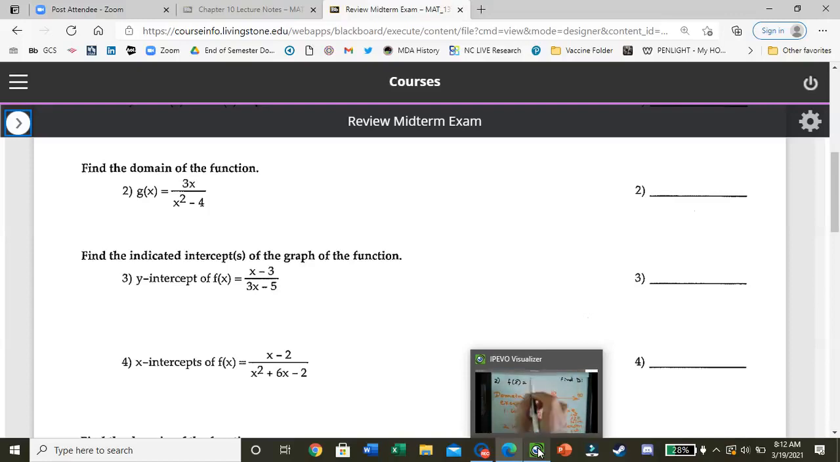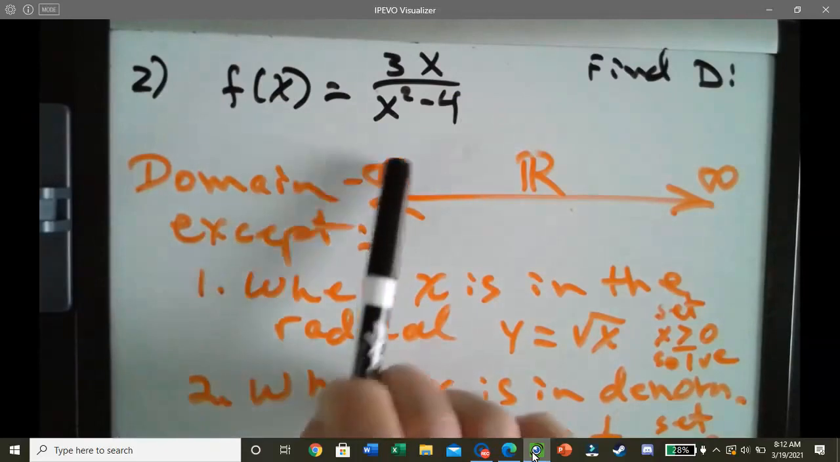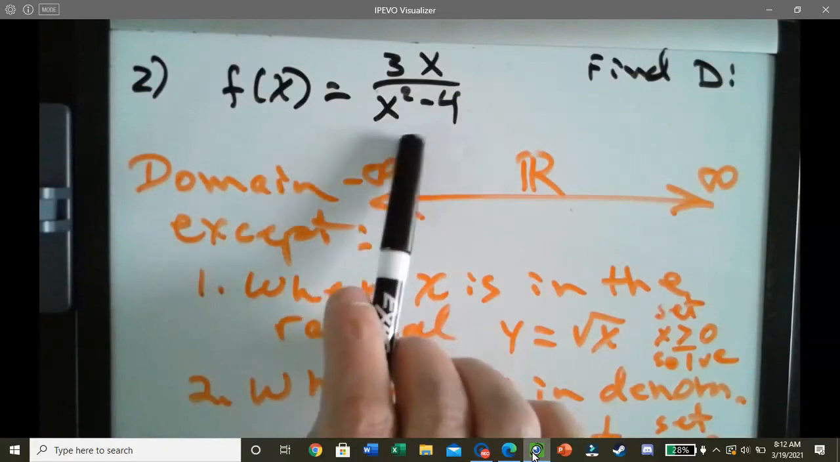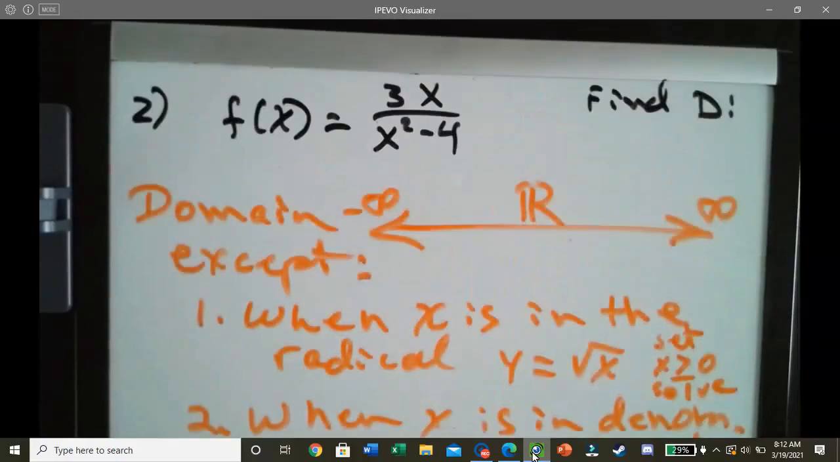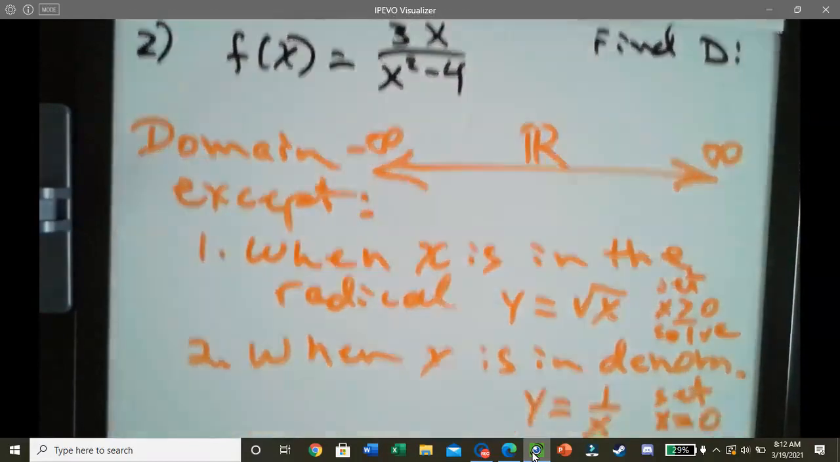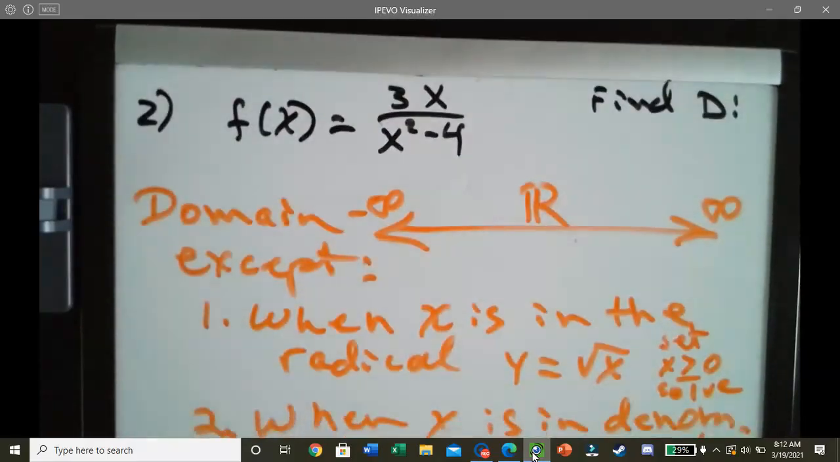Okay, so it's 3x over x squared minus 4. Okay, so x is still in the denominator, right? So what do we do here? We know that it's not all real numbers, right? Because x is in the denominator. So it's not all real numbers, so it fits in the second one, right? So what do we do to find the domain here?